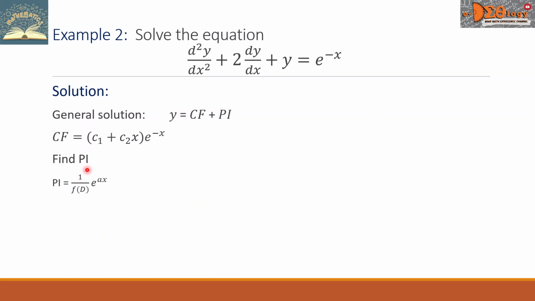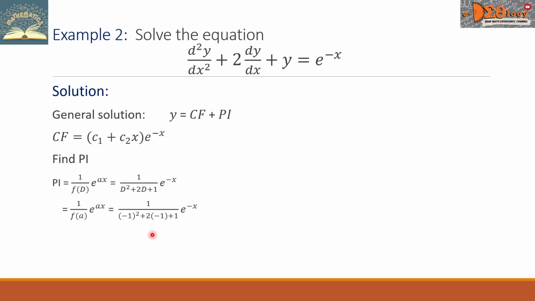Our formula is 1 over f of capital D times e raised to ax. We substitute the corresponding values. We have now 1 all over D squared plus 2D plus 1 times e raised to negative x. Then we evaluate the denominator with respect to a. Take note that the value of a is equal to negative 1. So the denominator becomes like this.